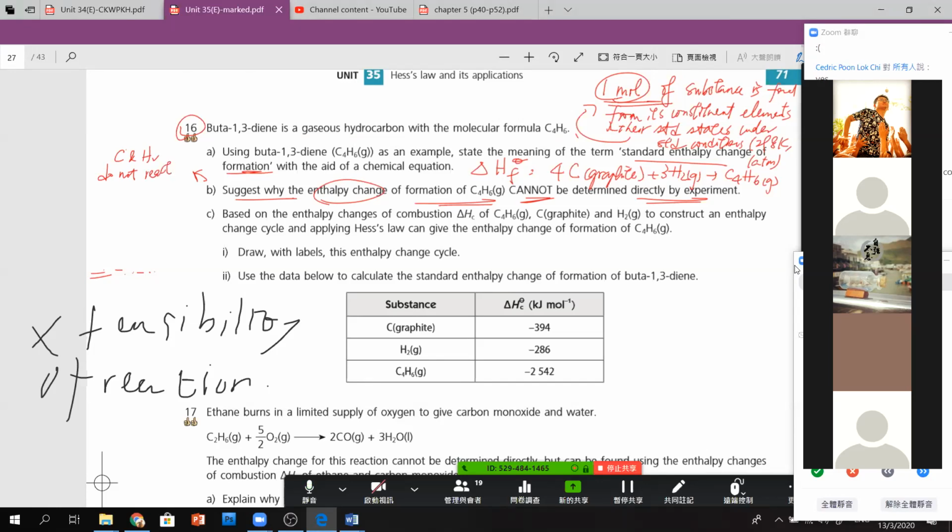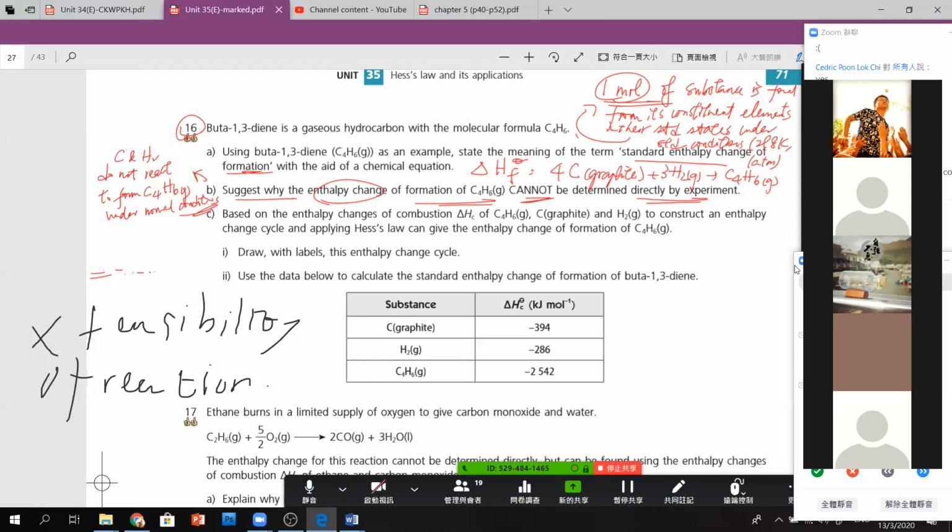They do not react to form C4H6 under this normal condition. So even though I have 4 mole of carbon, 3 mole of hydrogen, and place it here, they would not react to form C4H6. So that's why this enthalpy term cannot be determined directly by experiments. Simply speaking, the chemicals will not be formed. The product cannot be found as C4H6. So of course we cannot measure.